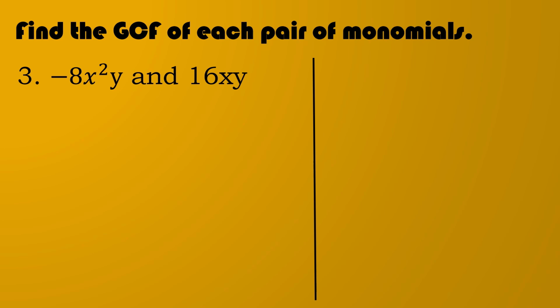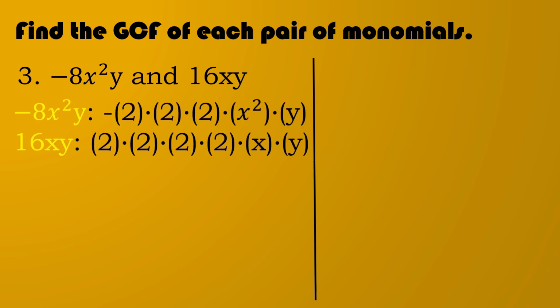Number 3, negative 8x squared y and 16xy. Expressing these two monomials using prime factors, we will have negative 8x squared y as negative 2 times 2 times 2 times x squared times y. Take note that the negative sign is written outside of the 2. 16xy as 2 times 2 times 2 times 2 times x times y. What can you notice? That's correct. We can get 3 counts of 2 in each of our monomials. We will get this as part of our GCF.